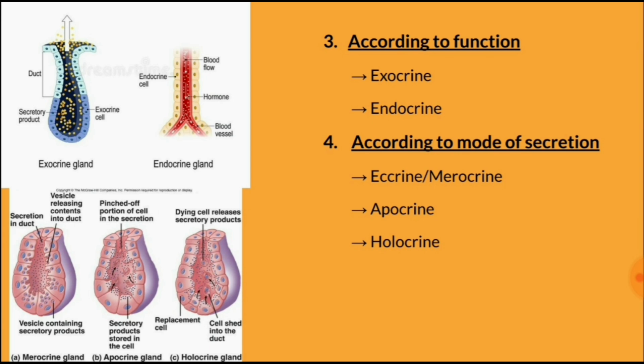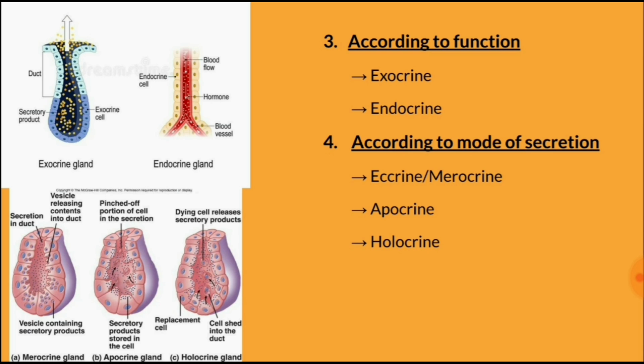Moving to the next classification, or the fourth classification, which is based upon the mode of secretion. Mode of secretion is what type of particle or what type of secretion is being released. So there are three types: eccrine or merocrine, apocrine, and holocrine. So these are the three different types.